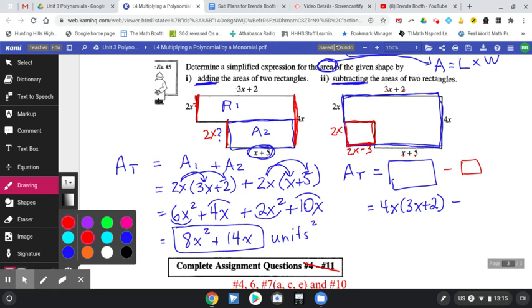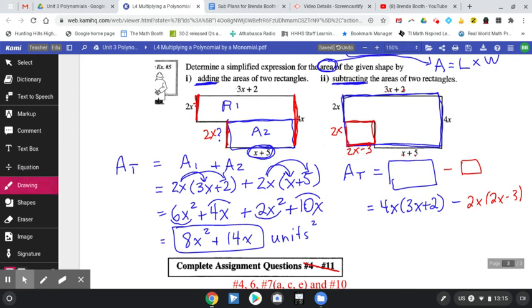All right, we're ready to roll. So on the red rectangle, 2x times 2x minus 3. And let's give this a try. So multiplying first. And then remember here we're distributing a negative 2x. So negative 4x squared plus 6x.